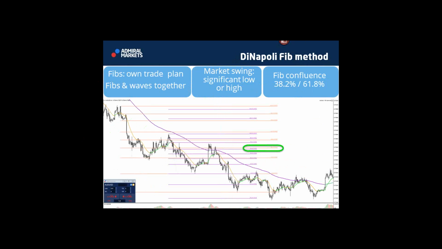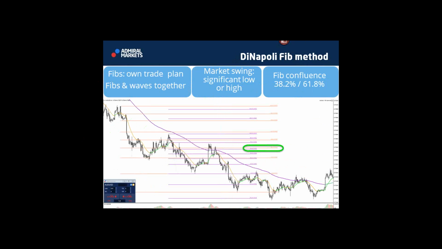Now, his method is not connected to waves. I will, however, talk about waves and fibs and how they naturally fit. They're a very good supportive tool to each other. But that will be later in this webinar or next week. The DiNapoli method does not necessarily need waves. It was specifically looking at a fib confluence of the 38.2 and 61.8 fib. So in his method, he was not looking at other fibs like the 23.6, the 50, the 78, or the 88.6 fib.